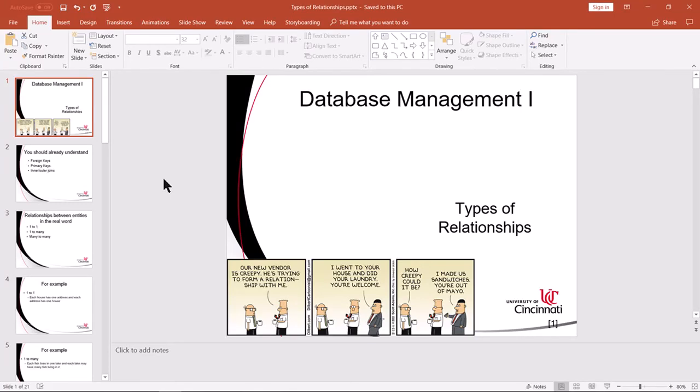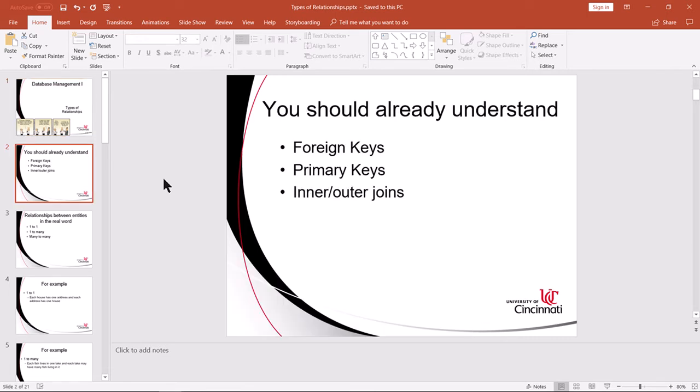In this video, we introduce three types of relationships that can exist between tables. In order to follow along with this video, you should already have an understanding of foreign keys, primary keys, and the different types of joins that we've covered so far, particularly inner joins and outer joins.